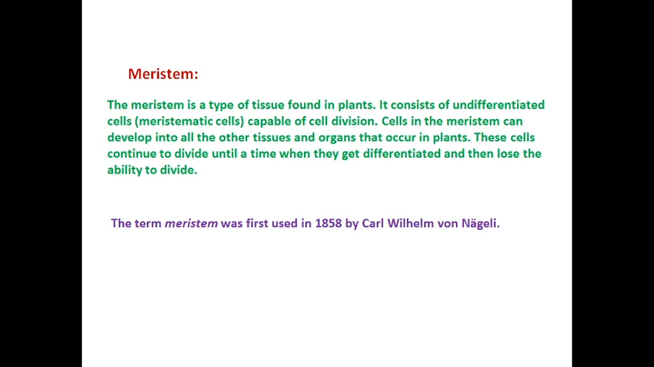The permanent tissues don't have any capability of division except in some cases. These cells continue to divide until a time they get differentiated and lose the ability to divide. When they become permanent tissue, they form tissues like parenchyma, collenchyma, sclerenchyma. I hope you remember that lecture also. So let me tell you, the term meristem was first used in 1858 by Carl Nageli. It's often asked in the exam, so please remember this.